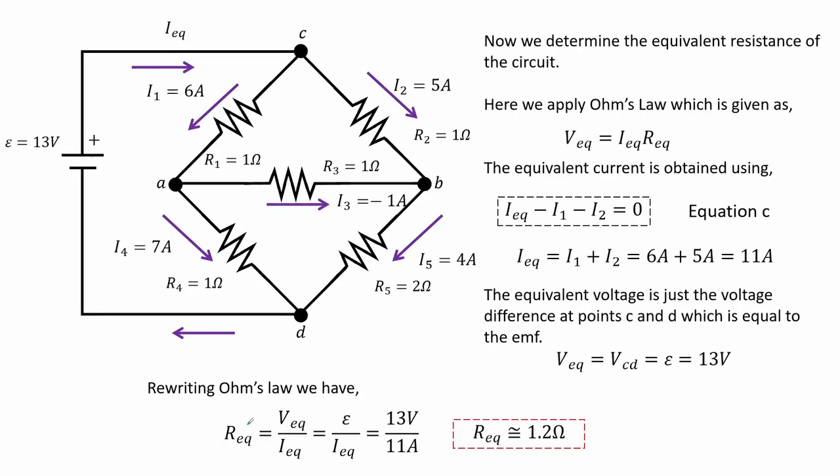Now we determine the equivalent resistance of the circuit. Here we apply Ohm's law, which is given here. But first we obtain the equivalent current using equation C, which gives us an equivalent current of 11 amperes. The equivalent voltage is just the voltage difference at points C and D, which is equal to the EMF, which is 13 volts. Now we substitute this to Ohm's law, we get the equivalent resistance of the circuit is about 1.2 ohms.